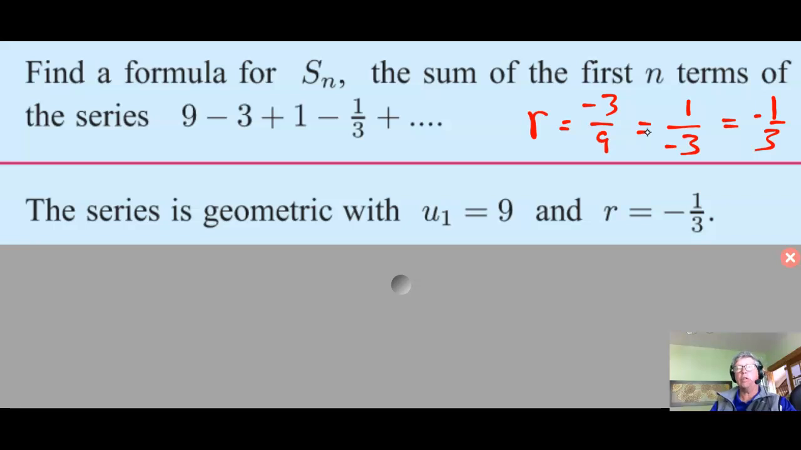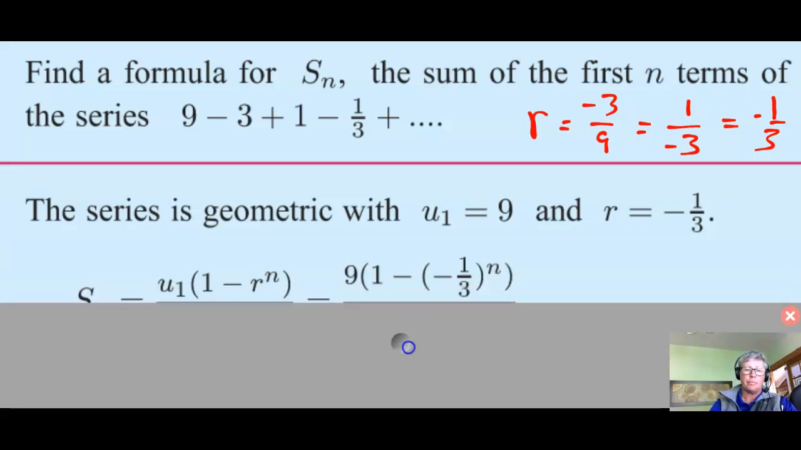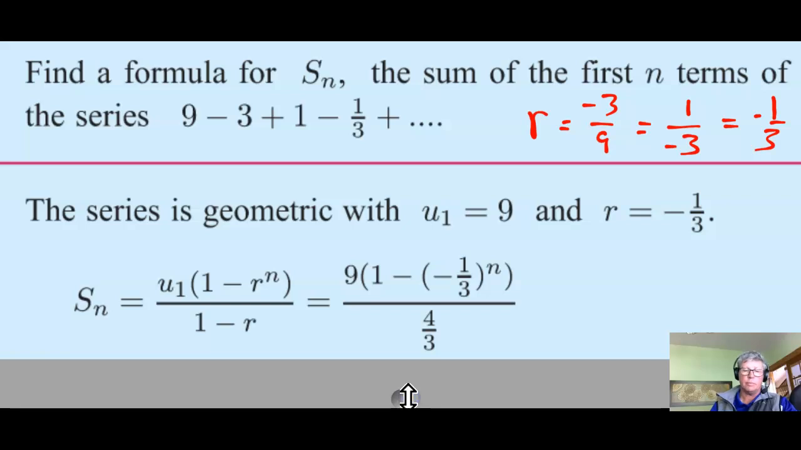Boom. All you got to do now is plug that in. First term, constant ratio, and then you just leave n where it's at. This looks fine. You know, you're done really.